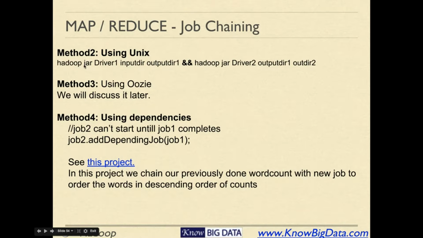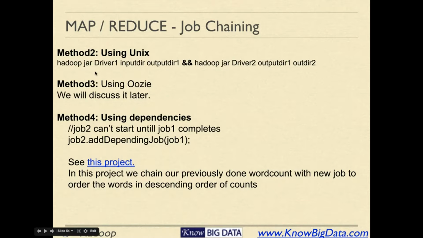So you can execute the first command, wait till it runs successfully, and then execute the second part. Unix provides this functionality with the ampersand, which makes it possible to run any two commands in sequence. It means execute the second command only if the first command is successful. Here we are executing the first driver and then, with the ampersand, the second driver, and that's it.